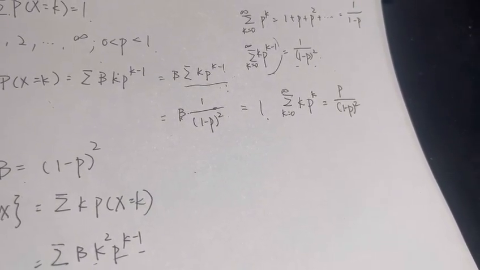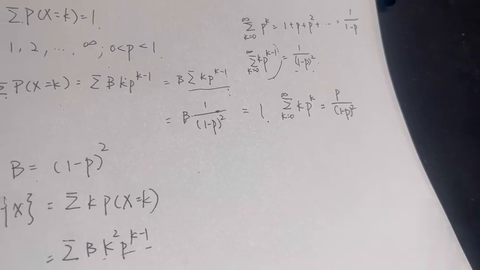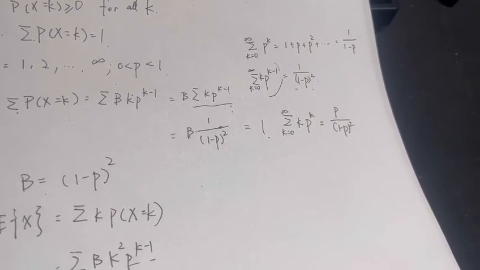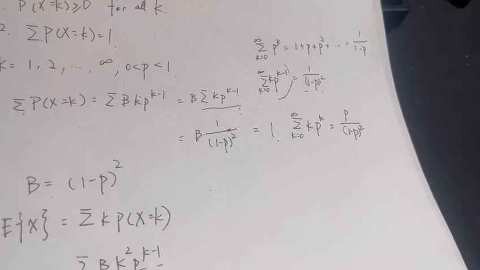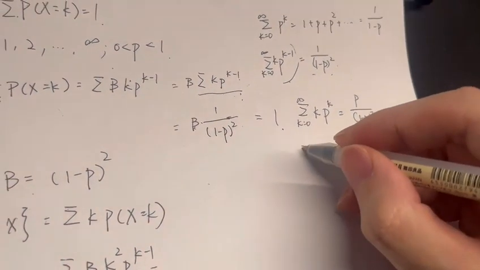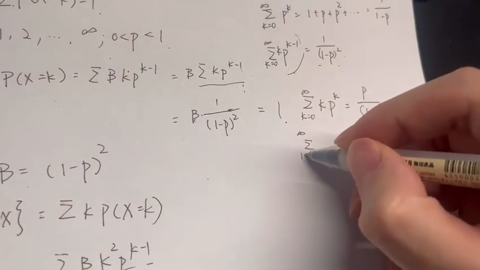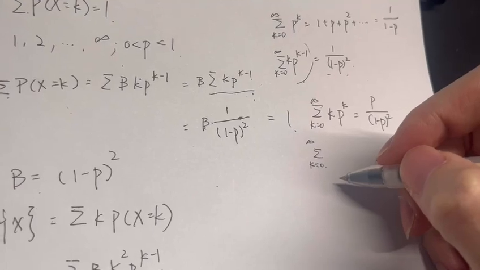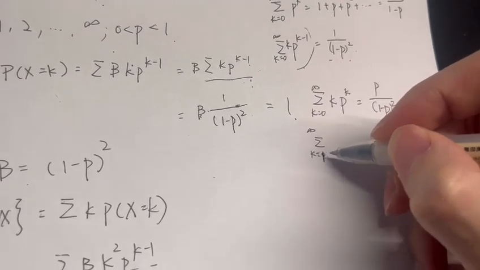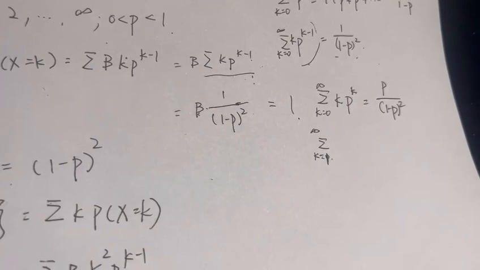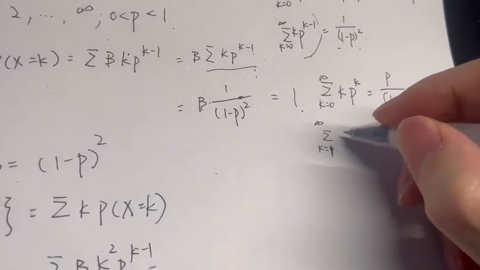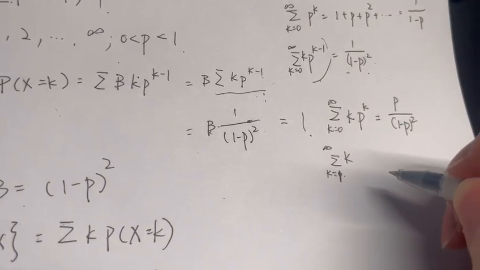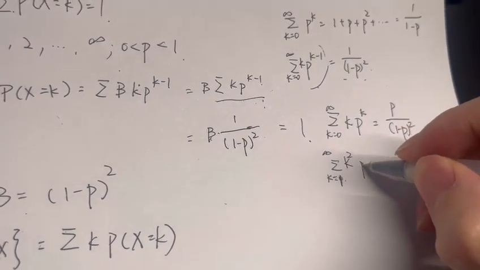You're just differentiating both sides with respect to p, so that we can get the result. I just calculate the result. It starts from 1 since the first part is eliminated, so it equals k squared.